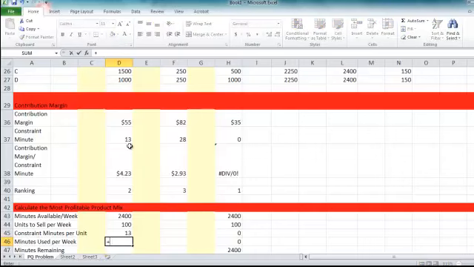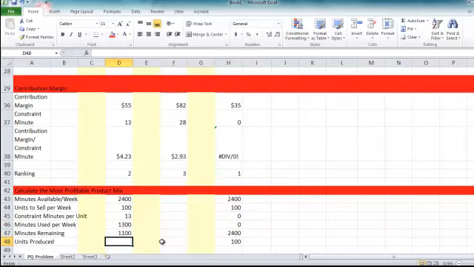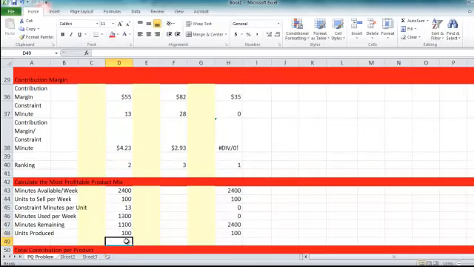So I need to use 1,300 minutes, and the minutes remaining then are 2,400 minus 1,300, or 1,100. And again, we were able to produce a full 100 units of Alpha. Now that 1,100 minutes is what's available to produce the next most profitable product.